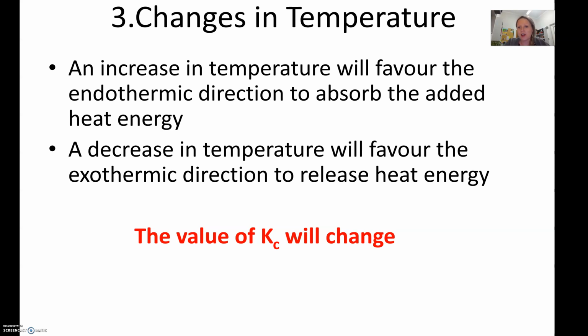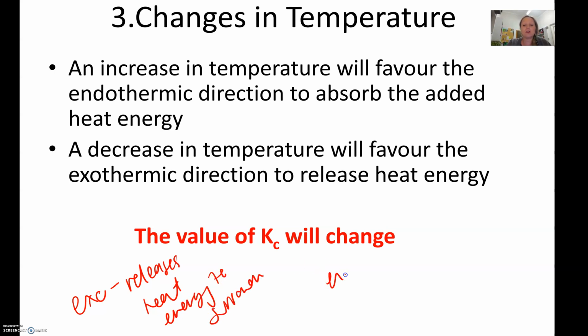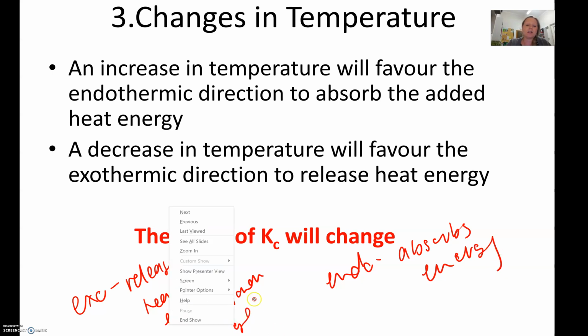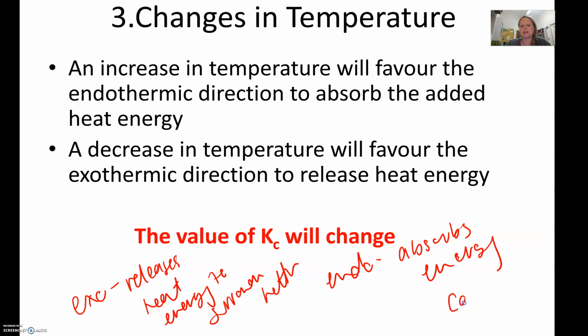Okay, changes to temperature. I'm going quite quickly through this stuff, just as an FYI, because this is level 2, so this is stuff that you should already know. An increase in temperature or a decrease in temperature, they always do the same thing. We've got to remember there are 2 types of reactions in chemistry that involve heat. You've got an exothermic reaction, which releases heat energy to the surroundings, and an endothermic reaction, which absorbs heat energy from the surroundings. So with exothermic, surroundings get hotter, and with endothermic, surroundings get colder.